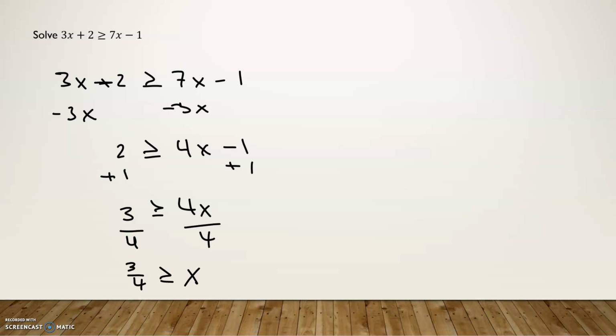Some students have a hard time when they switch the variable on the sides. So I'm going to write it as x less than or equal to 3 over 4. Notice how the smaller part is pointing towards x. Smaller part is still pointing towards x on this side. So I didn't change anything.